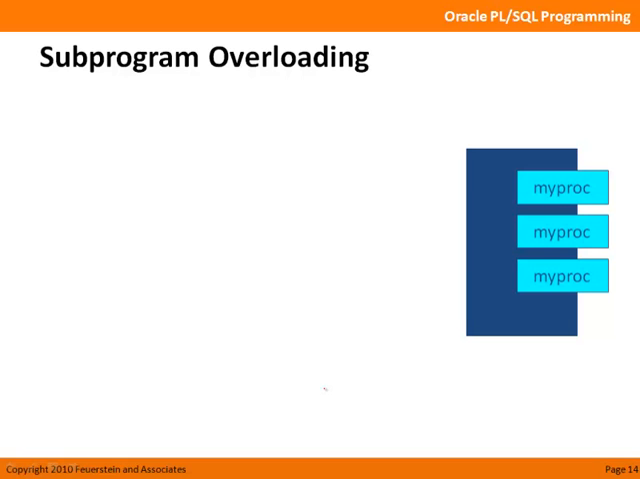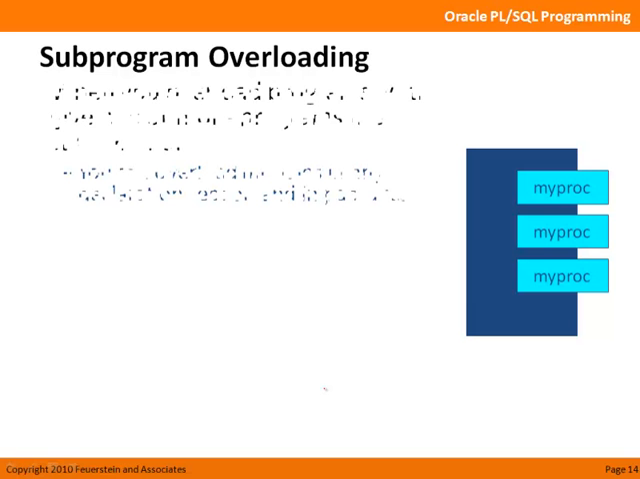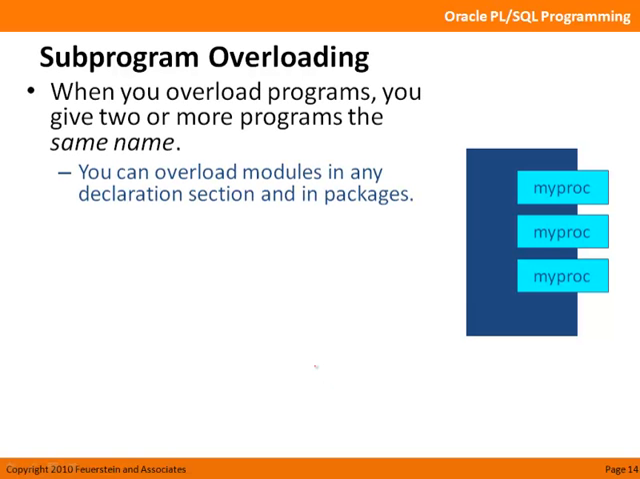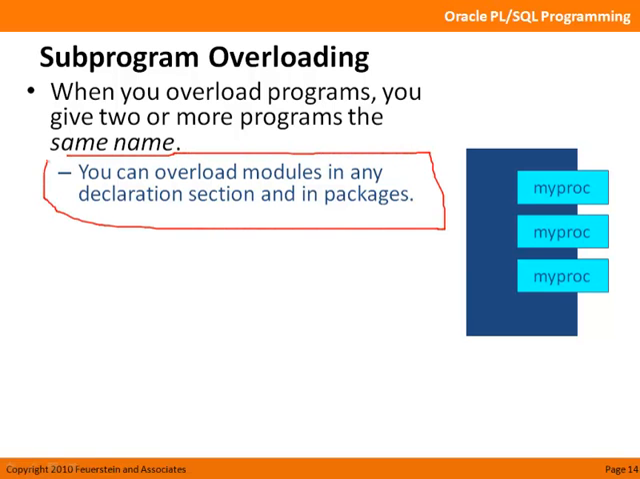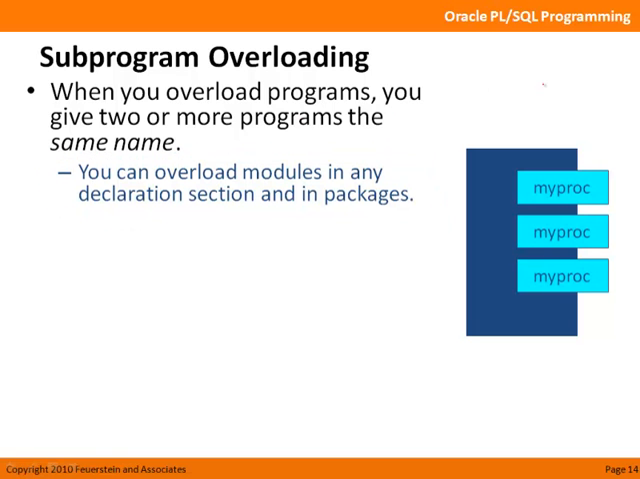Let's talk about the last really important feature of packages, which is subprogram overloading. When you overload programs, you give two or more programs the same name. Now you can overload in any declaration section of any block of code, but usually overloading happens in packages. So going back to that Booch diagram, I can have multiple programs with the same name, myproc, 3 times.